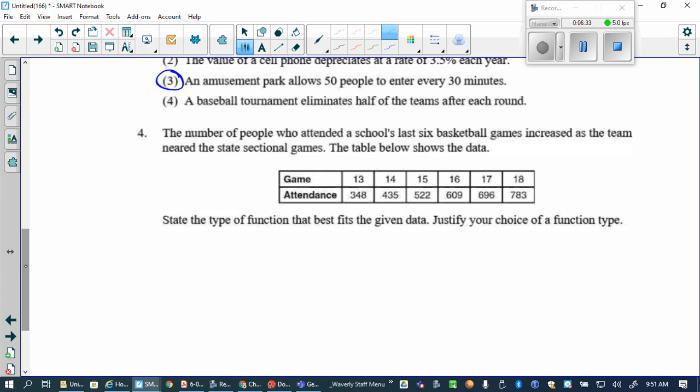Oh, we better settle the debate, huh? I don't know. 435 and 87. Oh, yeah, it's linear, because it's just negative 87.